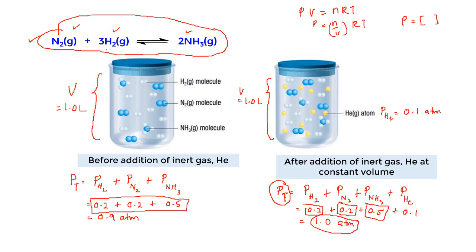Maka the addition of inert gas at constant volume has no effect to the equilibrium position. Maksudnya tidak akan ada perubahan sama ada reaction itu, equilibrium position tu nak shift to the right ataupun shift to the left. Okay, has no effect. Okay, kita tengok contoh satu lagi.